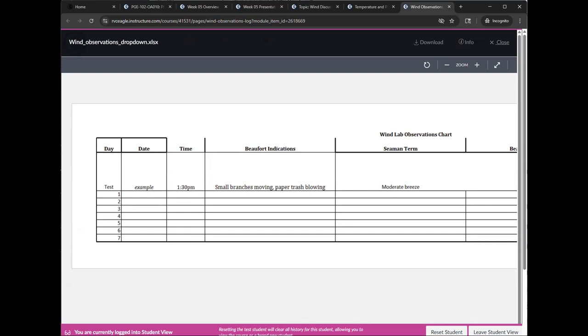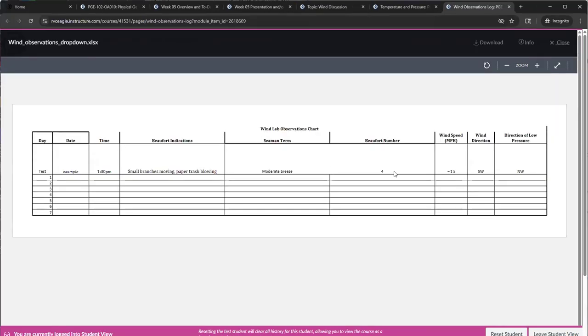Now, after that, you will use your Beaufort indicator, like small branches moving, paper trash blowing. If we look at our Beaufort scale, we see that that indicates a moderate breeze. And then that moderate breeze, let's make this a little bit bigger here. Okay. So that moderate breeze is a Beaufort number of 4, which indicates an airspeed roughly of 15 miles per hour. The direction of wind, you find that by looking at the wind and feeling which way it is blowing on your face.